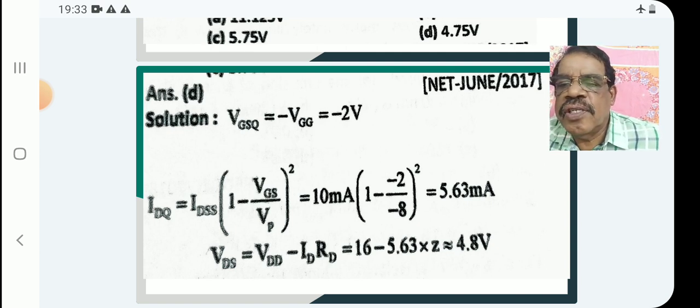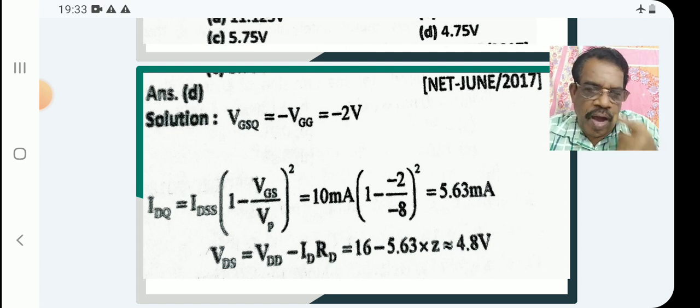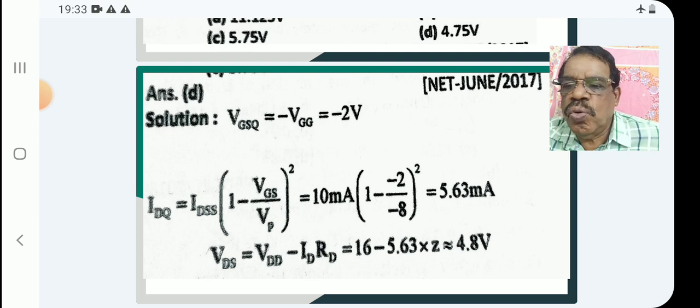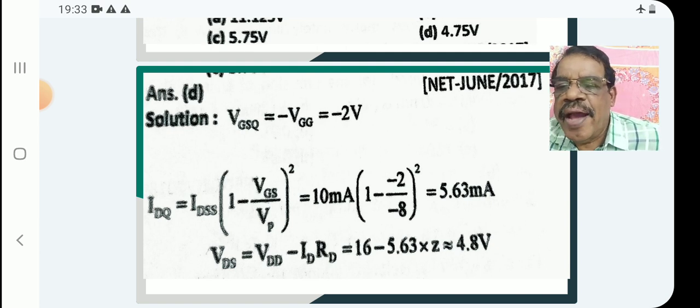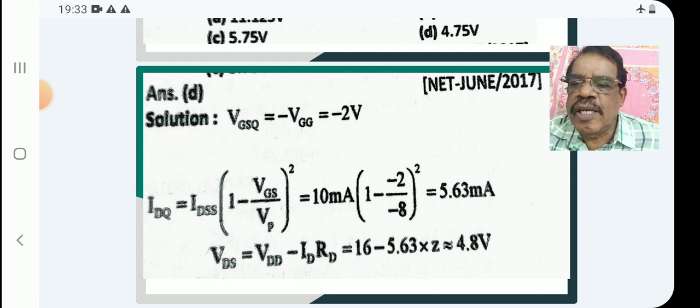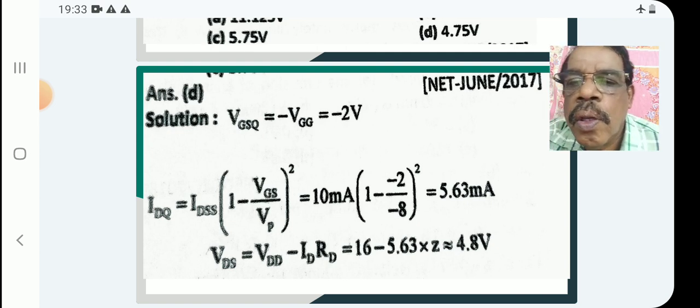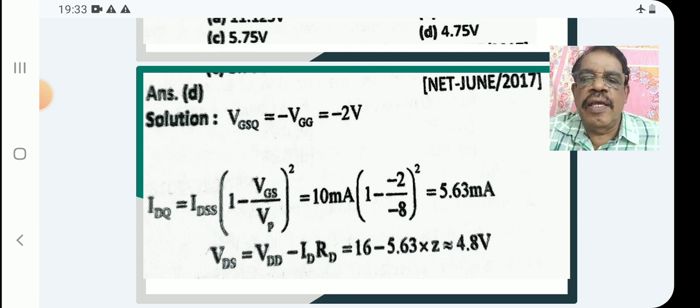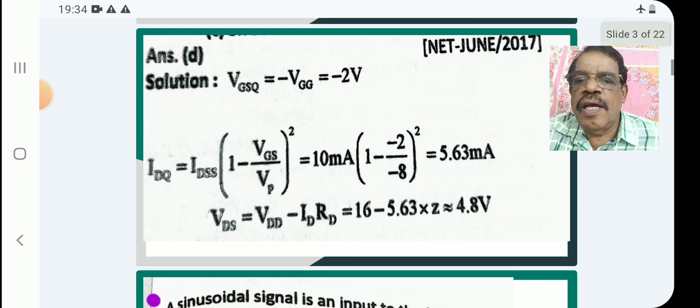Then VDS is equal to VDD minus ID RD, that is Kirchhoff's law. We apply Kirchhoff's law to the drain source circuit. Then we can write VDS is equal to, you see the figure once again, VDD minus ID into RD, 16 minus 5.63 milliampere into RD. RD is 2 kilo ohm. On simplification, we get 4.8 volt. That is the answer.